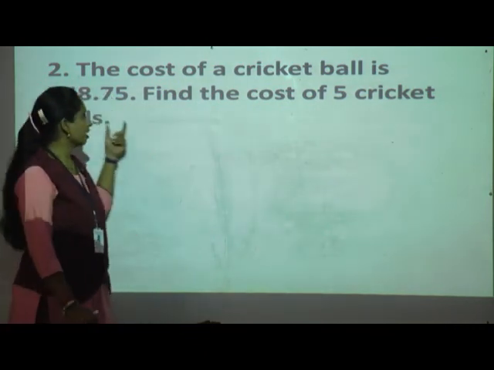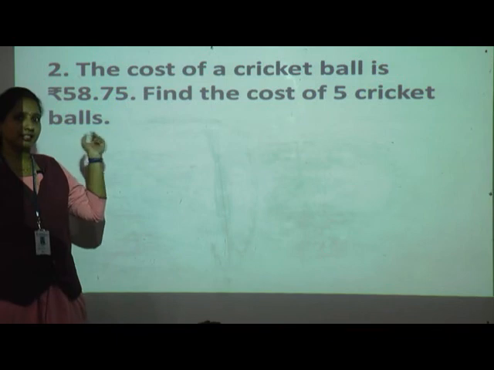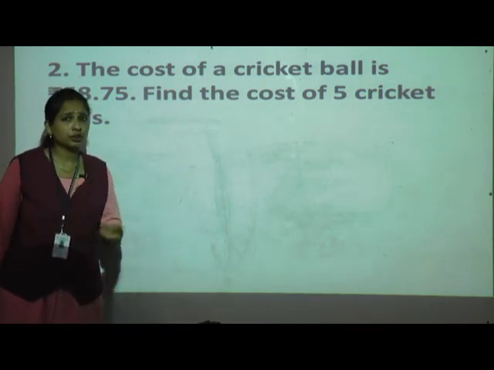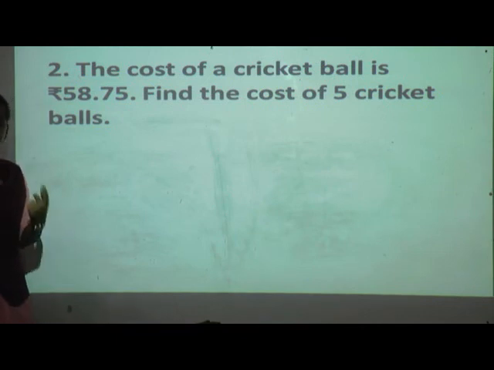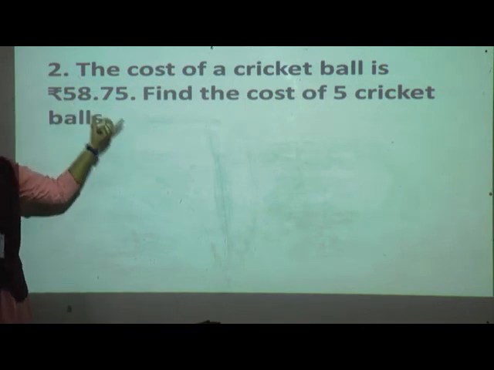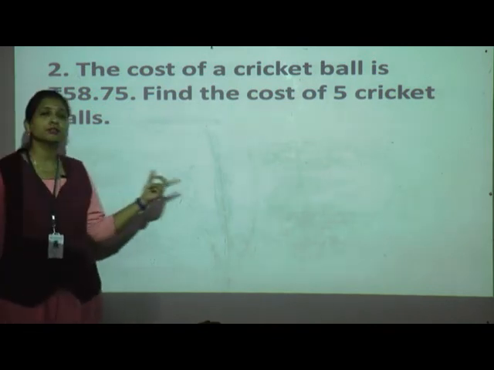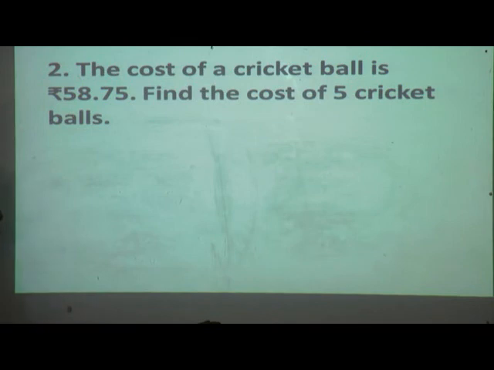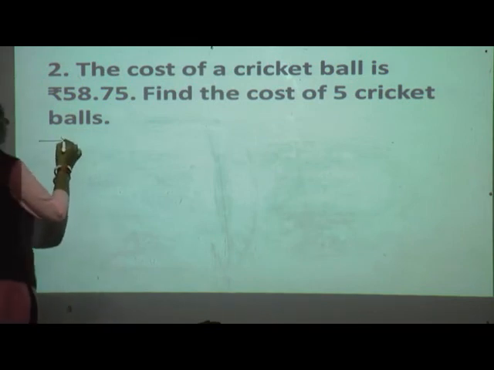In the same way here, a greater number is there with the decimal point. So, repetition of addition means multiplication, isn't it? So instead of adding this number 5 times, we have to multiply with 5 to get the correct answer. So before that, what do we have to write? First, we have to write the given information.